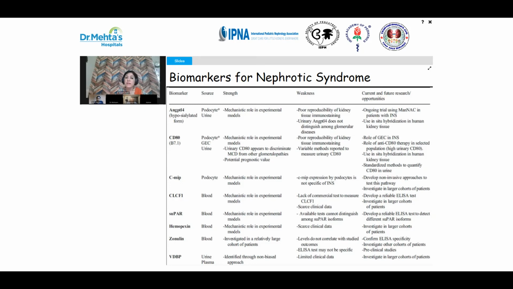So this is a list of biomarkers in nephrotic syndrome. It is outside the purview of this talk, but it tells us that there is a large list of biomarkers, but none of them have been really defined to be sensitive, specific, and have tests which can be tested and reproduced. Validated testing is not available. They have not been validated in large studies and do not correlate very well with the clinical course of the patient.